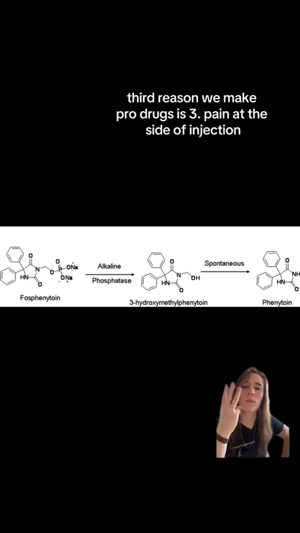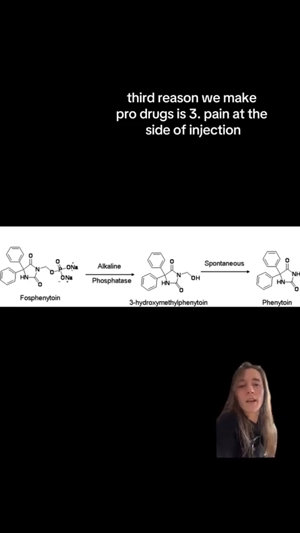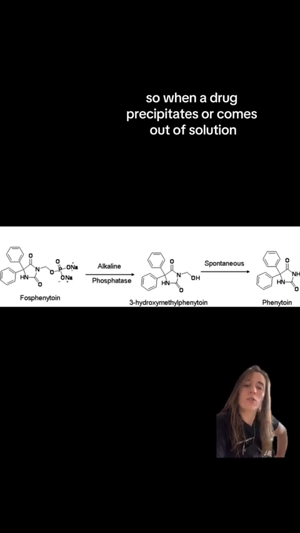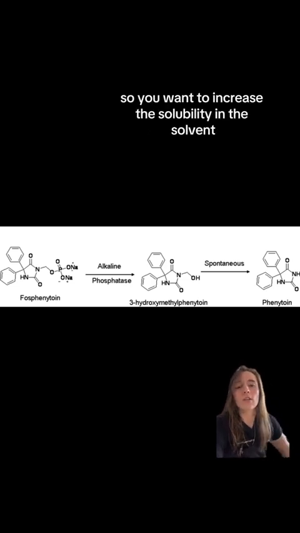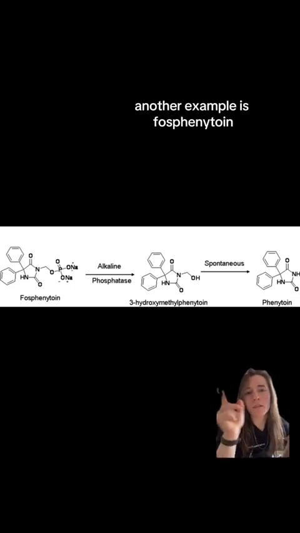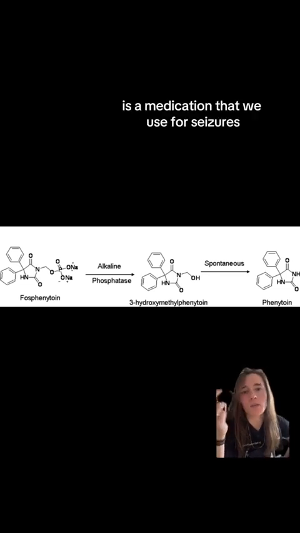A third reason we make prodrugs is pain at the site of injection. So when a drug precipitates or comes out of solution, it can cause tissue damage. So you want to increase the solubility in the solvent. One example is clindamycin phosphate. Another example is fosphenytoin. So phenytoin, or Dilantin, is a medication that we use for seizures.